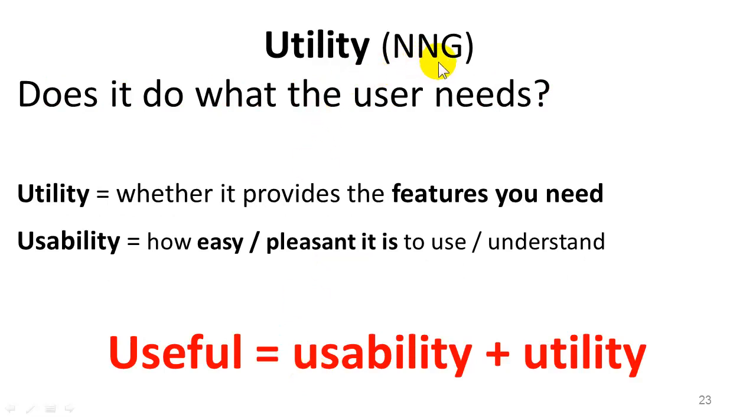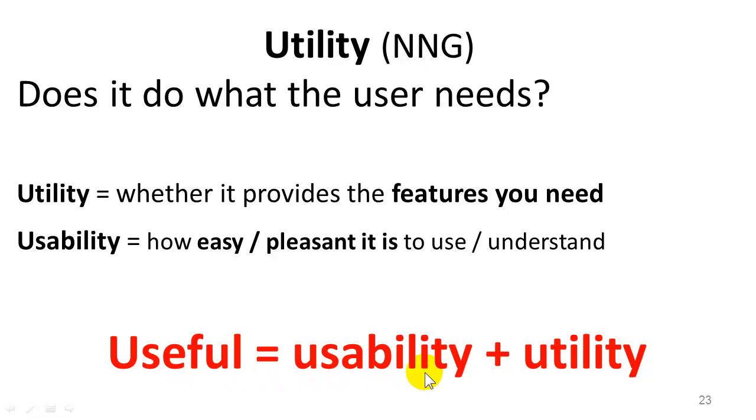The Nielsen Norman Group talks about usability and utility. Utility is whether it provides the features you need, all right? Usability is whether it is easy or pleasant to understand. Usefulness is pretty much the combination of the two. Something can be easy and pleasant to use, but if it doesn't provide the features we need, it's pretty much useless. And then again, if something provides the features we need, but it's really hard to use, that's not very useful. So now we're looking at this concept of usefulness with respect to usability and utility.